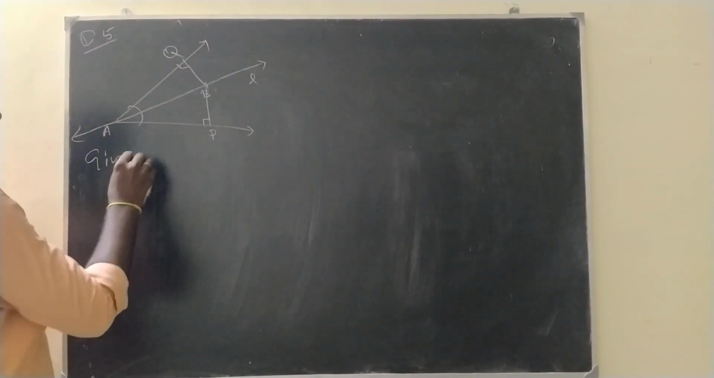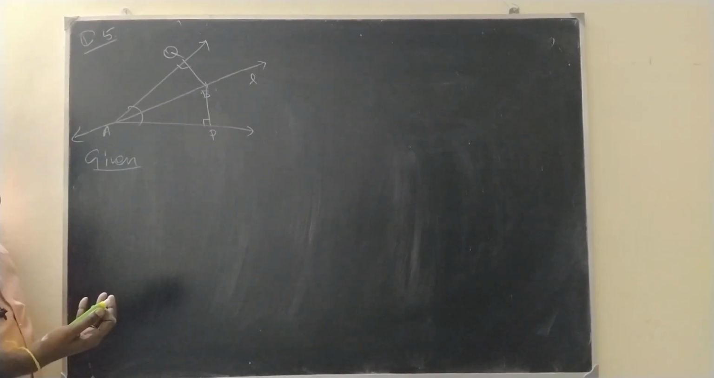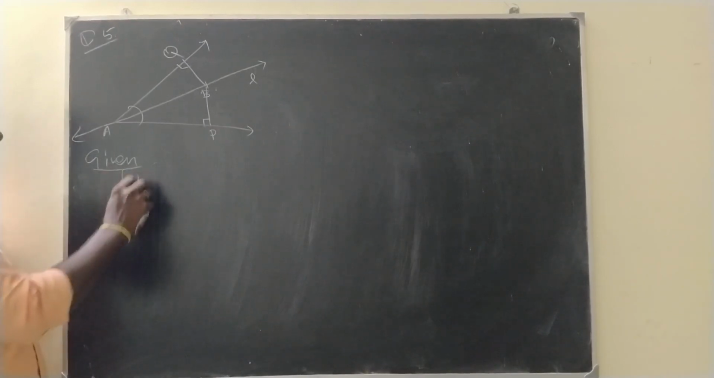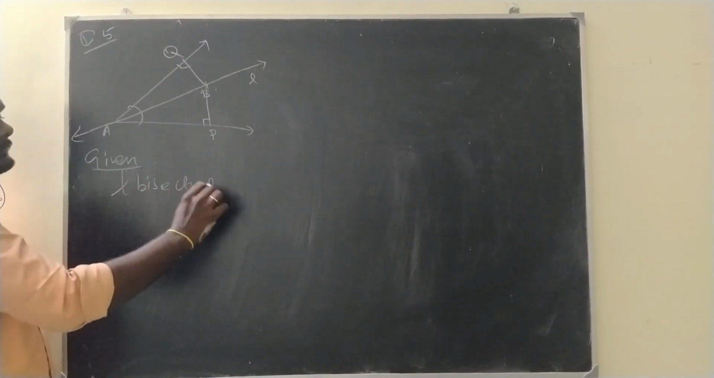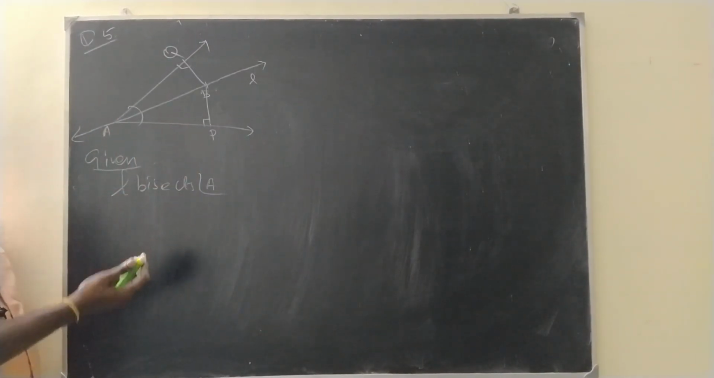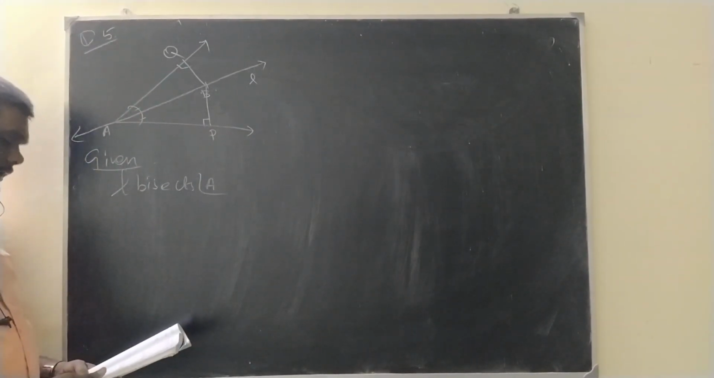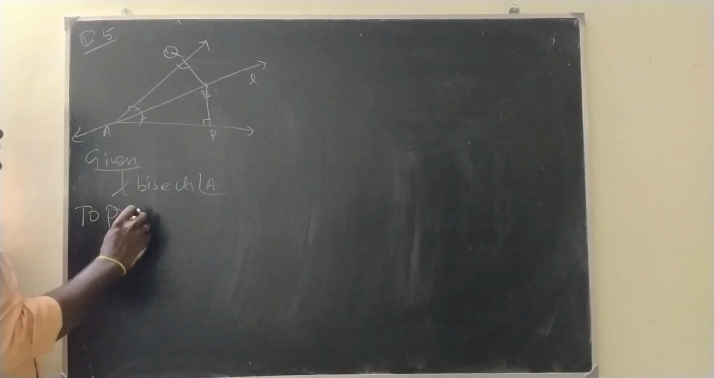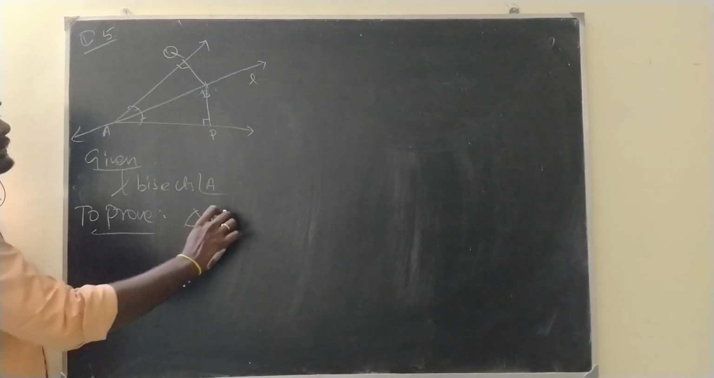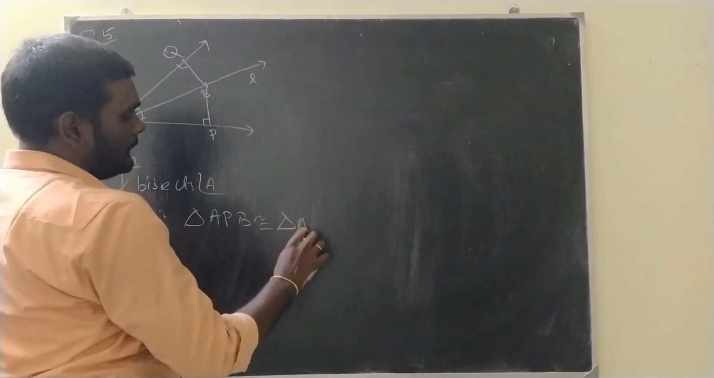First we will write what are all the given parts. Given part, what would be useful for us? Nothing is equal here. These two angles are equal. So you can write L bisects the angle A. Okay. And then these two angles are equal when it bisects. So triangle APB is congruent to triangle AQB.